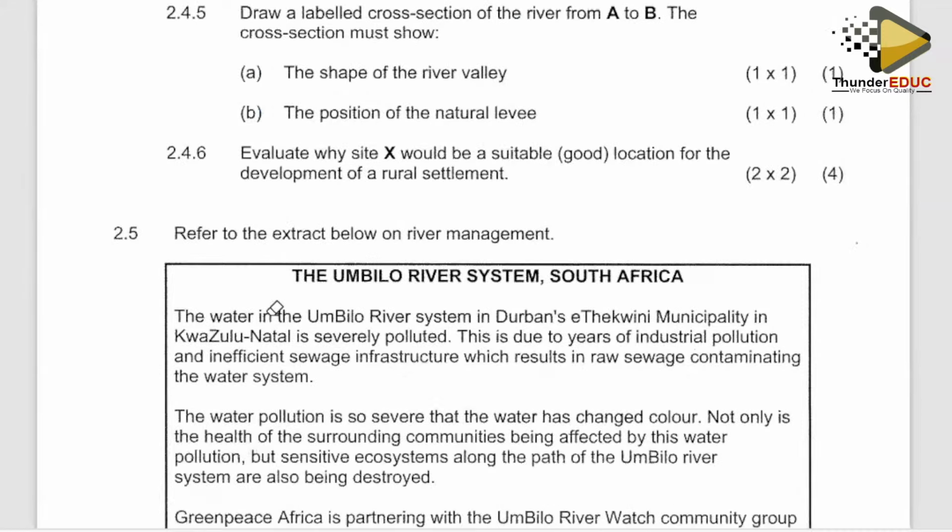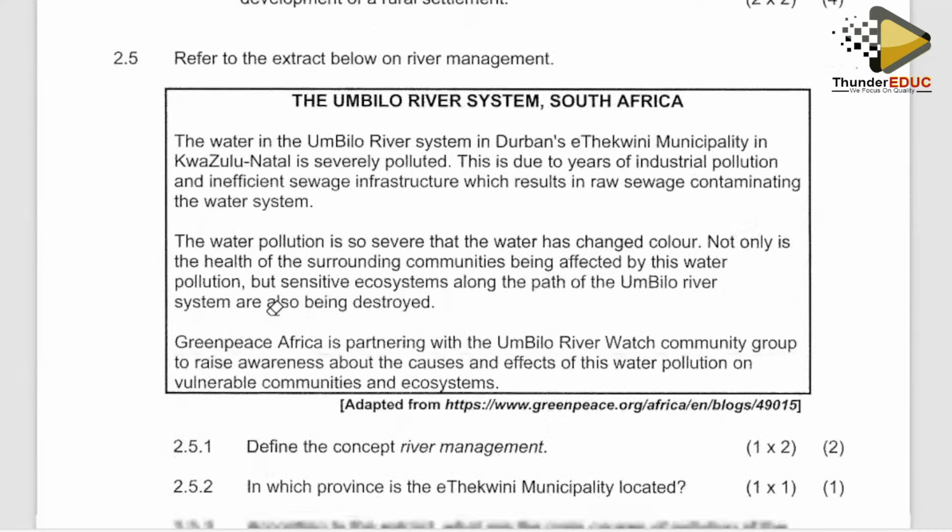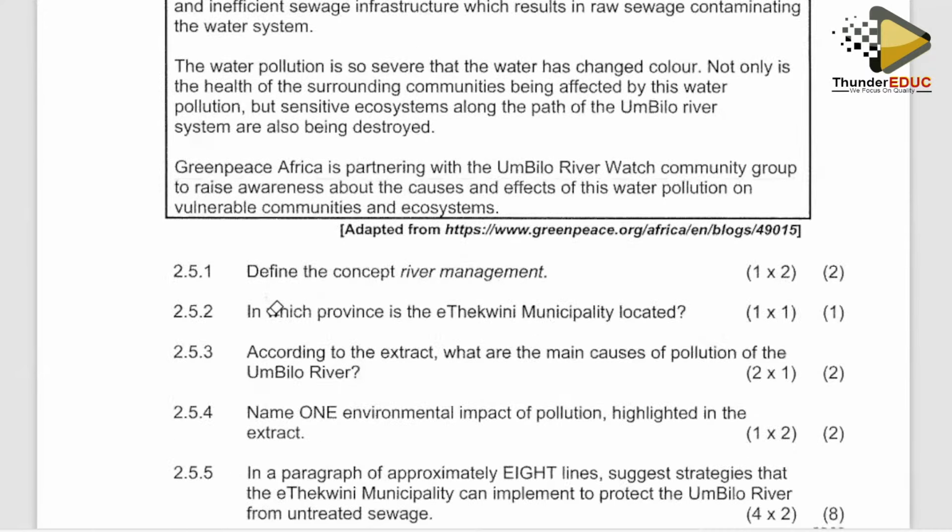Refer to the extract below on river management. We're not going to waste time on looking at the source. We're just going to look at the possible responses. When you are defining river management, that is a geographical concept which you can define according to your different dimensions of understanding of river management. However, it must address the basics of river management. So when I talk of river management, we are referring to water resources and wetlands.